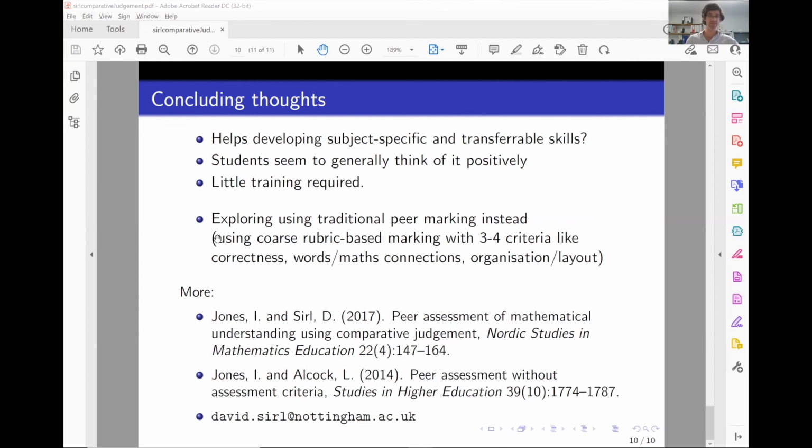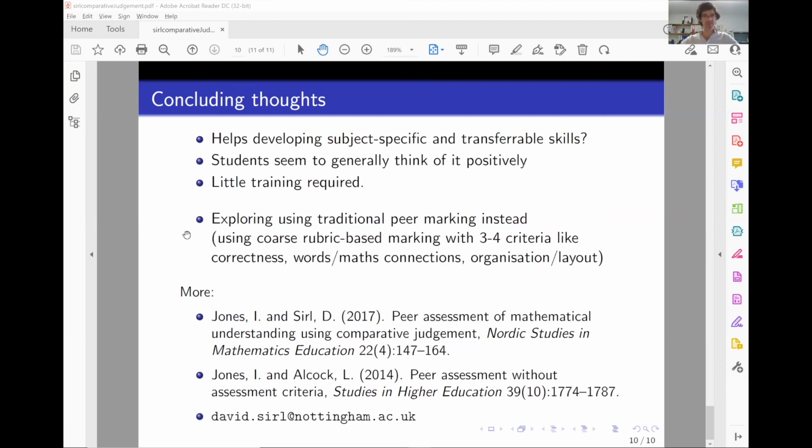We're developing both subject-specific and transferable skills. Students seem to generally think of it reasonably positively. They don't require very much training. And I was hoping, if I was there, to be able to start a bit of a conversation about the pros and cons of this kind of approach.